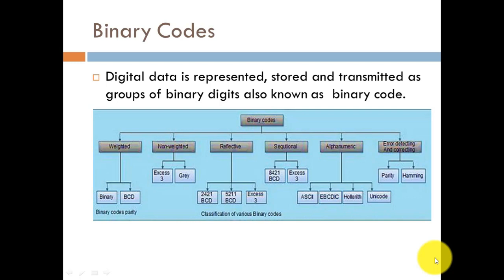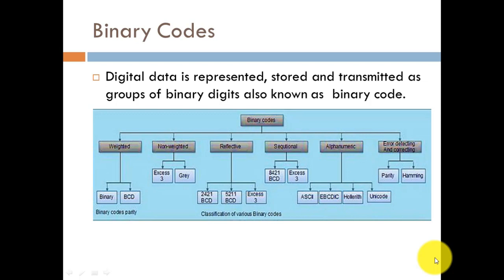Digital data is represented, stored and transmitted as groups of binary digits, which are also known as binary codes. Binary codes are basically divided into 6 different types: weighted codes, non-weighted codes, reflective codes, sequential codes, alphanumeric codes, and error detecting and correcting codes. Weighted codes are again divided into two parts, that is binary codes and BCD codes. Examples of non-weighted codes are the excess 3 code and the Gray code.